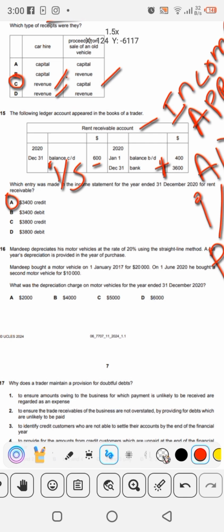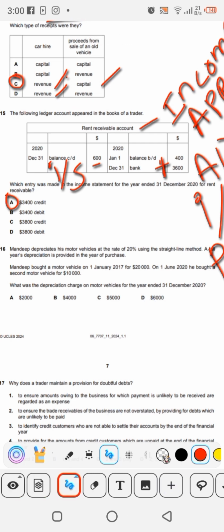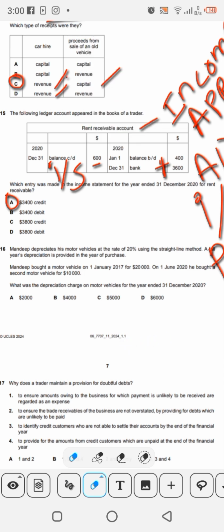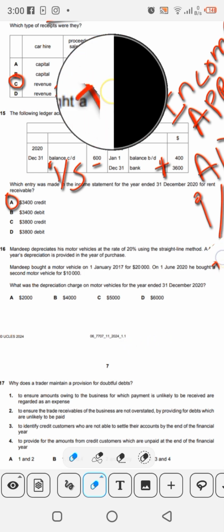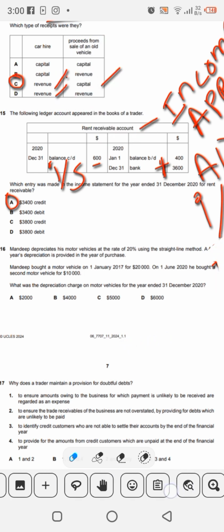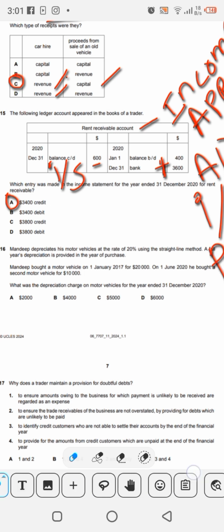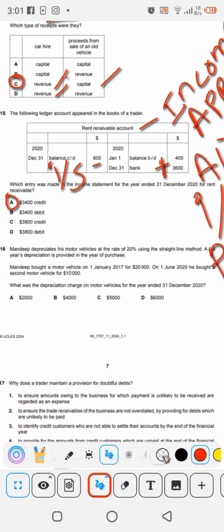So question number 16 is Mandeep depreciates his motor vehicles at the rate of 20% using the straight line method. A full year's depreciation is provided in the year of purchase. Mandeep bought a motor vehicle on 1st January 2017 for 20,000, and he bought a second motor vehicle for 10,000 on 1st January 2020. So what was the depreciation charge on motor vehicles for the year ended 31st December 2020?